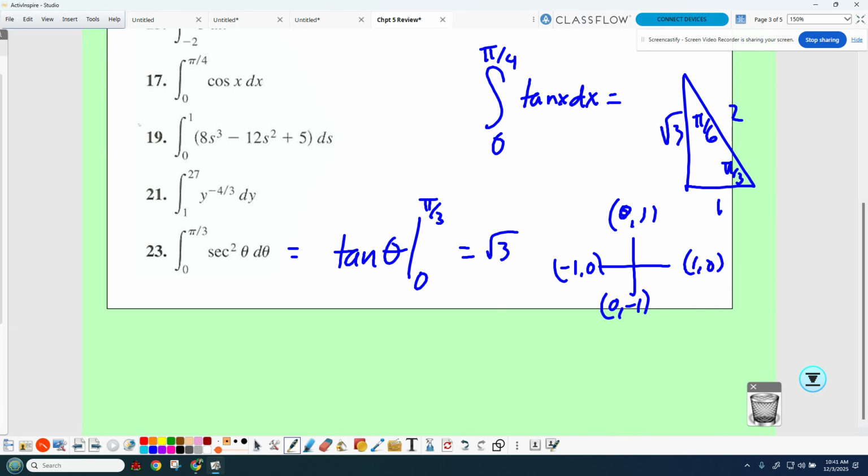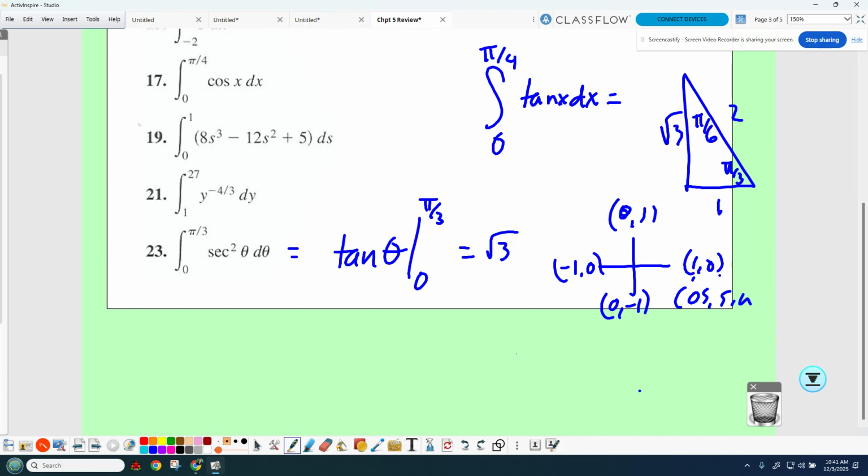But so, tangent of 0 is 0 over 1, y over x. Cosine, sine, alphabetical order: sine of negative pi over 2 is negative 1, cosine of pi is negative 1. Secant of pi over 2 is 1 over 0, oh, that's undefined.